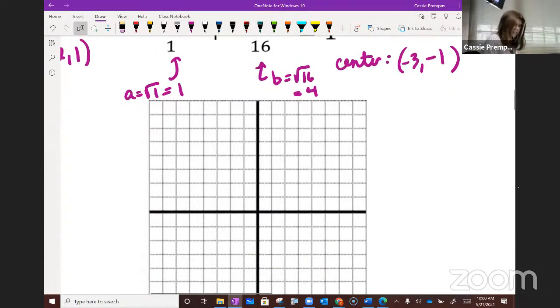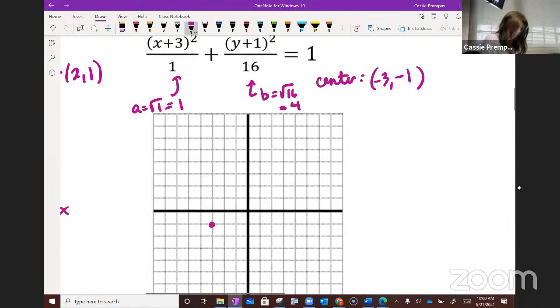Now let's put those pieces together to graph this shape. So I'm going to go -3, -1. And then in the X direction, so left and right, I'm going to go left 1, right 1. In the Y direction, which is up, down, I'm going to go up 4 from the center and down 4 from the center. And this is not a very wide ellipse.